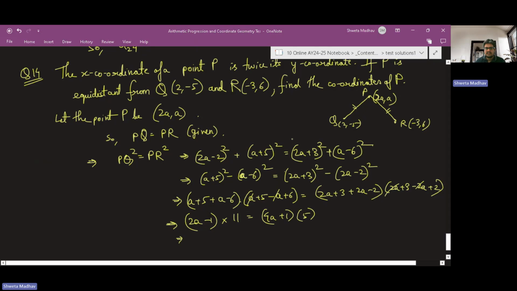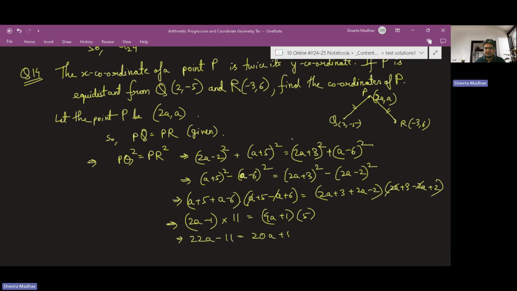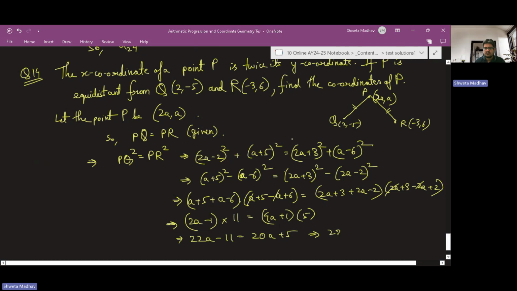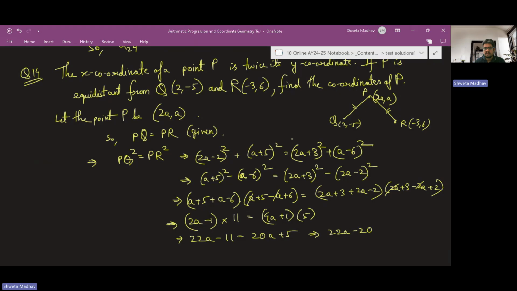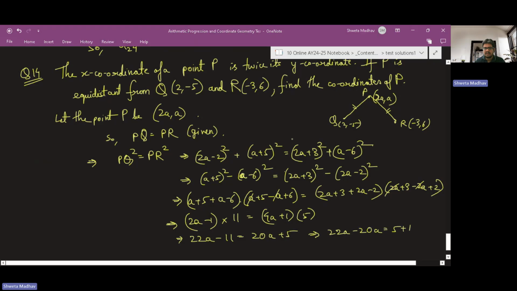So hence we can say that 11 into 2a, that is 22a minus 11, is equal to 20a plus 5. So then this will be 22a minus 20a, that is equal to 5 plus 11. This will be 2a, that is equal to 16. So a will be equal to 8. So a is equal to 8.